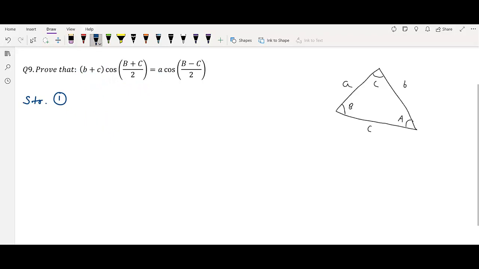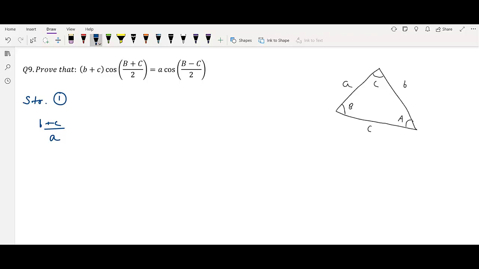Okay, so the question asks me to prove this statement, and as I said, I will take this constant, this length a, to the left hand side, which gives me (b plus c) upon a as the ratio of lengths, and I will solve for (b plus c) upon a. So let us solve for (b plus c) upon a.